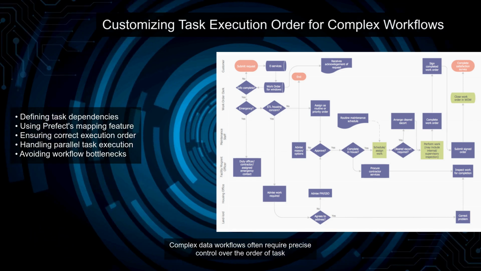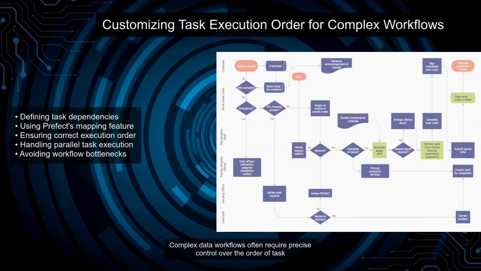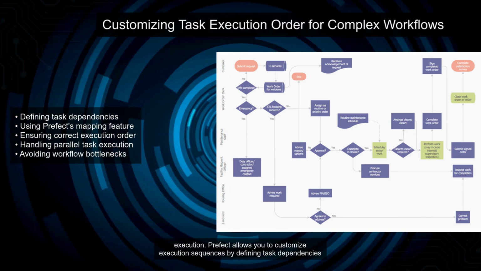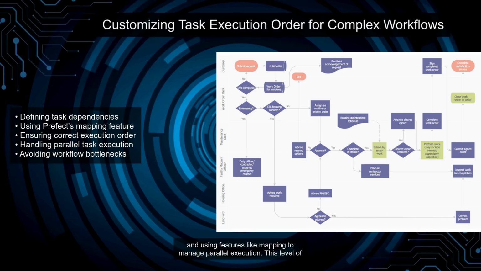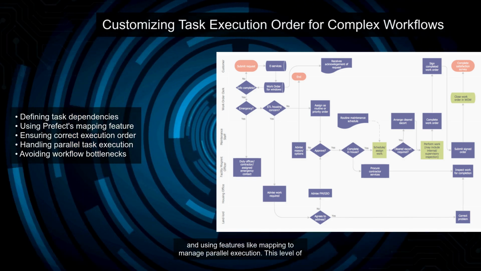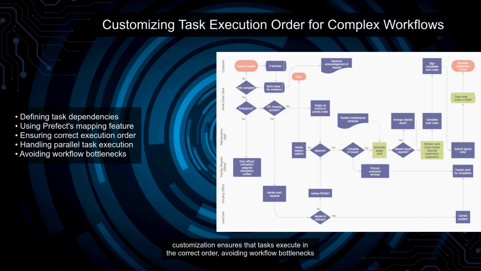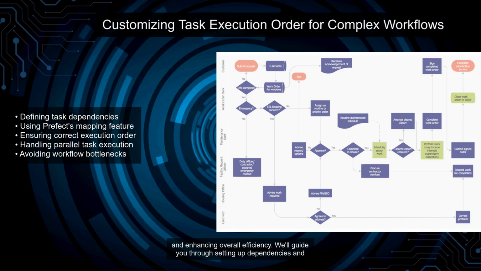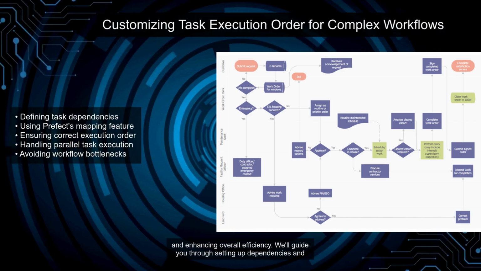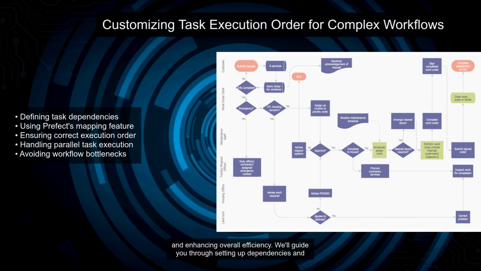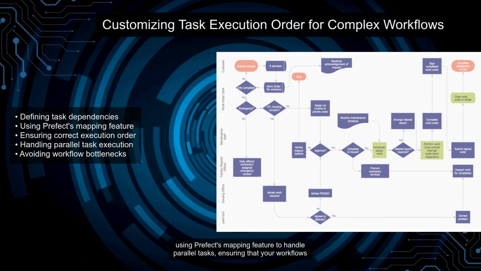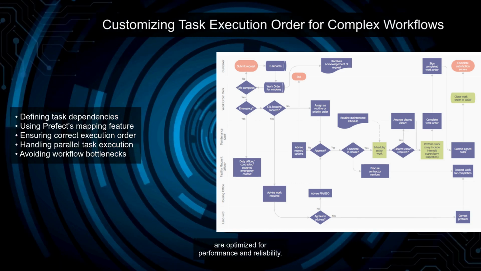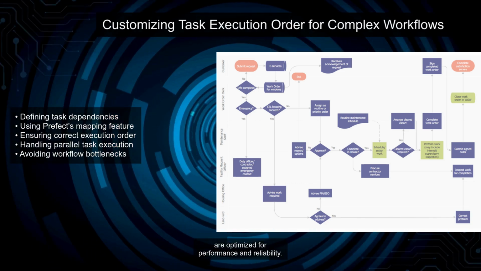Complex data workflows often require precise control over the order of task execution. Prefect allows you to customize execution sequences by defining task dependencies and using features like mapping to manage parallel execution. This level of customization ensures that tasks execute in the correct order, avoiding workflow bottlenecks and enhancing overall efficiency. We'll guide you through setting up dependencies and using Prefect's mapping feature to handle parallel tasks, ensuring that your workflows are optimized for performance and reliability.